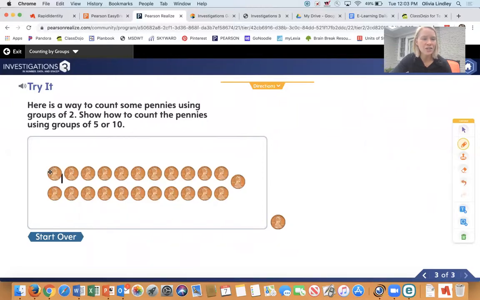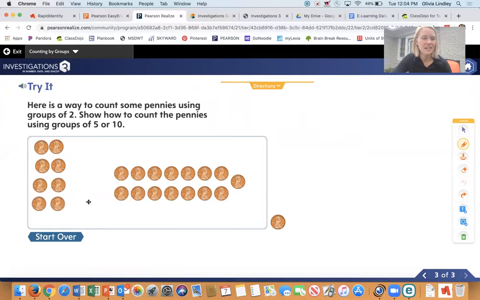I can circle, oh, it's not gonna let me do that. Okay, so I can count here. I can move these 2 and say 2. Then I can make another group: 4, 6, 8, 10. I'm gonna keep going.